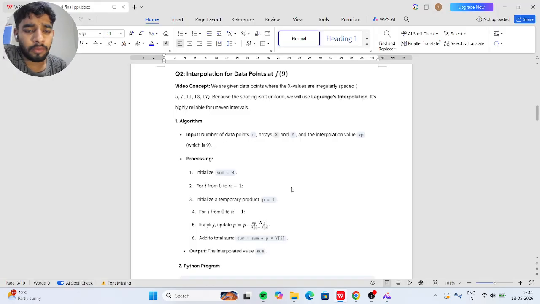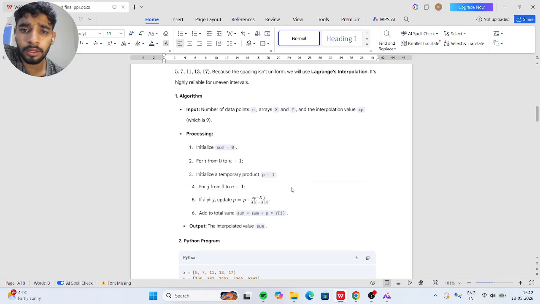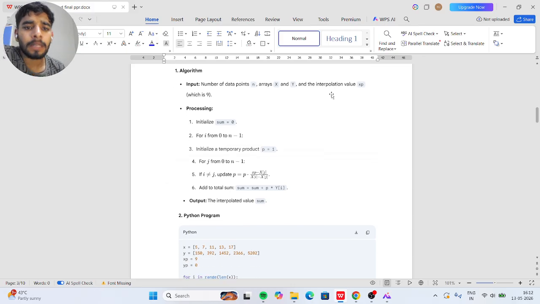So now we will perform our second question. Here we are given data points where the x values are irregularly spaced. You can see that because the spacing is not uniform, we will use Lagrange interpolation. It's highly reliable for uneven intervals. So first we will go through the algorithm. Here the algorithm starts. We take as input the number of data points n, arrays x and y, and the interpolation value xp, which is 9.